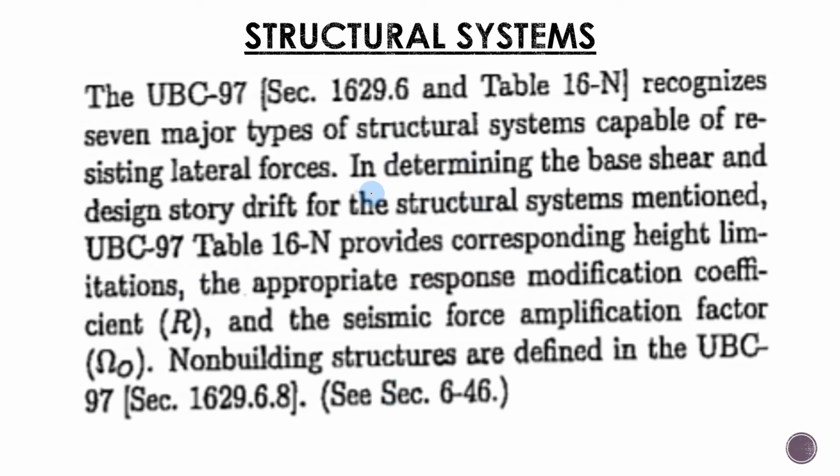Okay, so structural systems. The UBC 97 recognizes 7 major types of structural systems capable of resisting lateral forces. In determining the base shear and design story drift for the structural systems mentioned, UBC 97 table 16-N provides corresponding height limits as well. So the R is there, guys, and also the omega O. Okay, so non-building structures are defined in UBC 97 as well, but we are more concerned with building structures, guys.